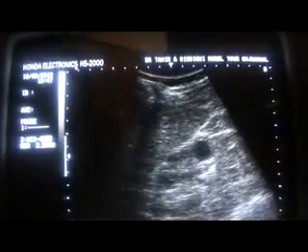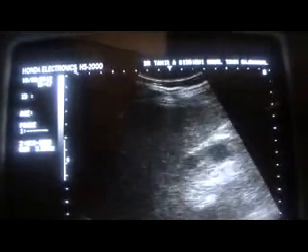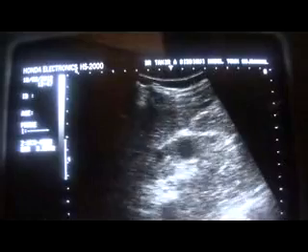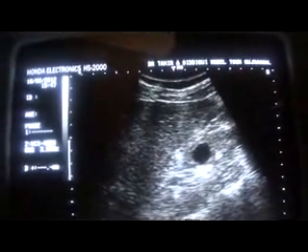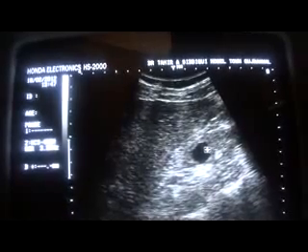You can see this at all locations of the parenchyma, the smooth wall of the cyst. Now let's see the left kidney.